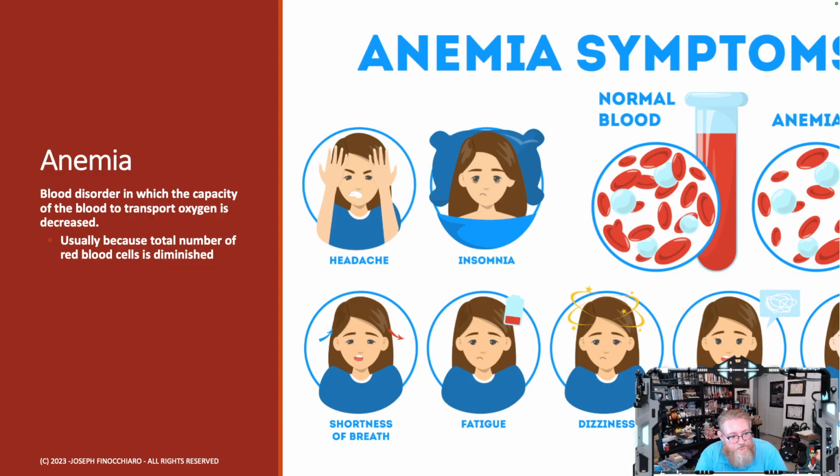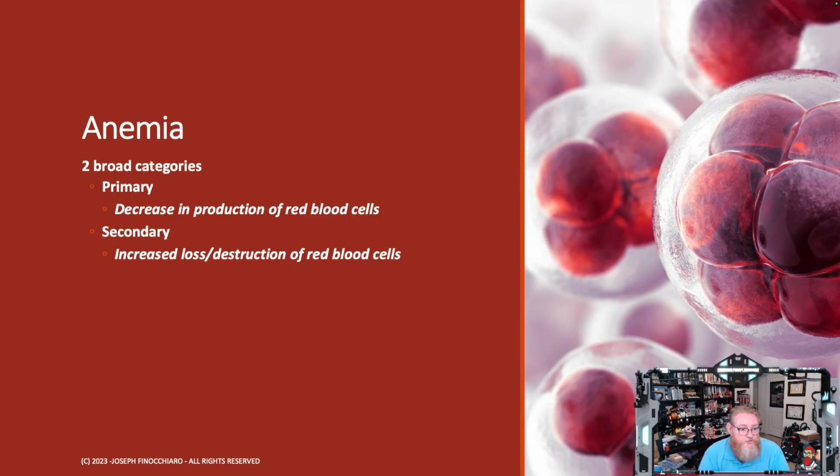Anemia, a blood disorder in which the capacity of the blood to transport oxygen is decreased, usually because the total number of red blood cells is diminished. There are two broad categories of anemia, primary and secondary. A primary anemia is a decrease in the production of red blood cells, and secondary anemia is a result of increased loss or destruction of red blood cells. So in one, you are not producing enough, and in secondary anemia, it is because they are either being destroyed too quick or you're losing them in some other fashion.